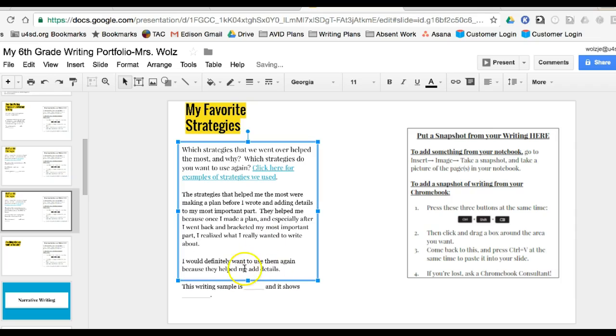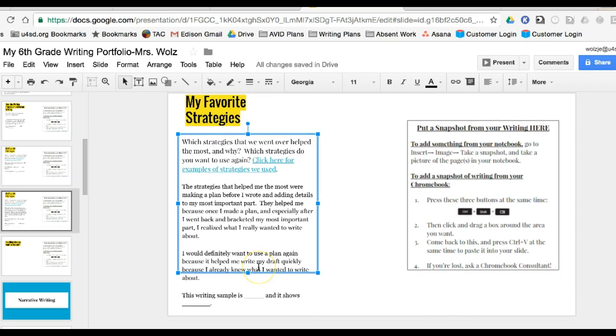Okay? I would definitely want to use them again because, and then why is it that I want to do that again? I would definitely want to, I'm going to be specific here, instead of use them, I'm going to say use a plan again because it helped, and I'm thinking in my brain, how did using a plan help me get my stuff done? And how did it make me write what I wanted to write? So I would definitely want to use a plan again because it helped me write my draft quickly because I already knew what I wanted to write about.